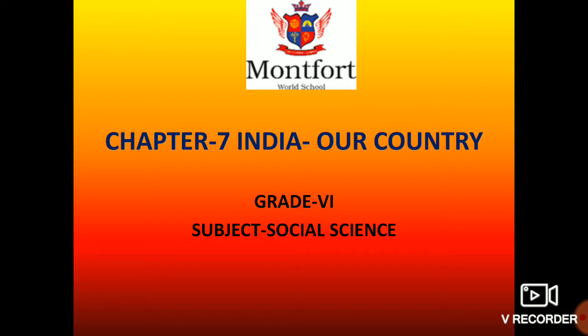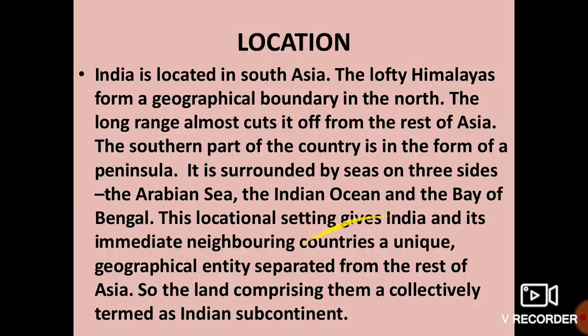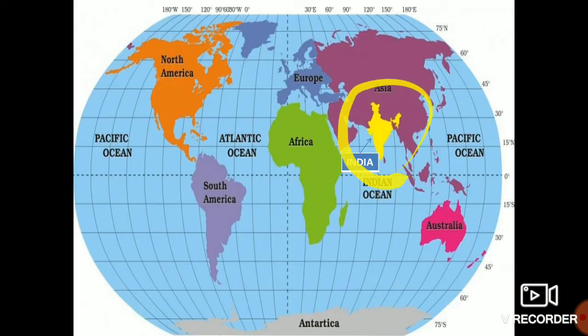Our country, India, is geographically vast with diverse physical features. Diverse physical features means somewhere mountains are there, plateaus are there, desert area, coastal plains, islands. So its unique geographical setting makes it prominently noticeable to anyone who looks at the world map. If I talk about the location, India is located in South Asia. This is the whole of Asia, and India is in the south of Asia.